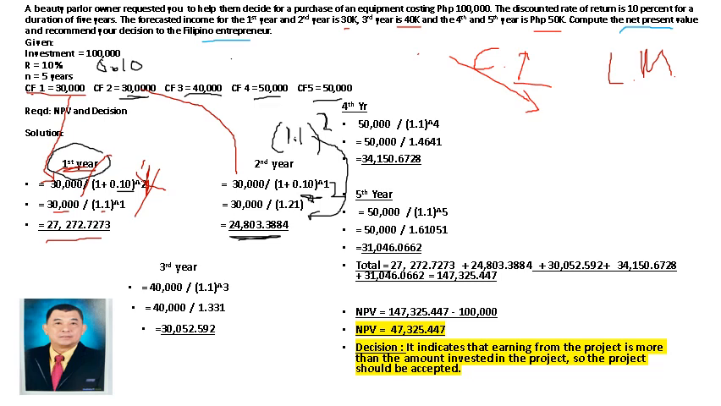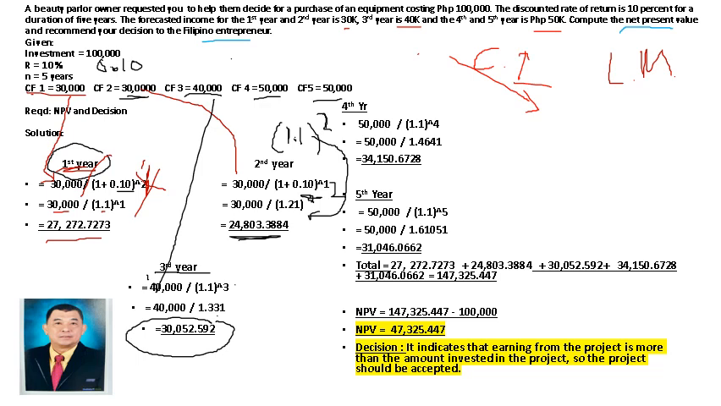And then for the third year, 40,000 over 1.1. Where did you get 1.1? 1 plus 0.1 is 1.1. Because it is on the third year, raised to the third, it gives you 1.331. And if you divide, you have an answer like this for the third year discounted cash flow.